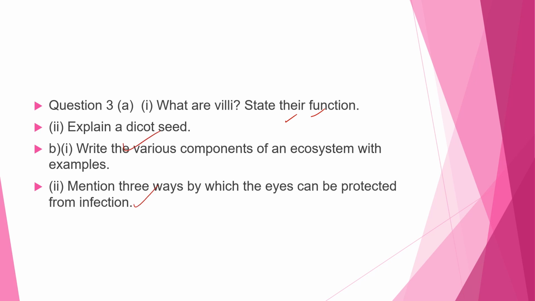Now next is mentioned three ways how the eyes can be protected. So this I discussed earlier. Now three ways how the eyes can be protected from infection. We can say that wash your eyes regularly with warm water, do not read in dim light, avoid watching too much television. So these are the things which cause your eye damage, and you should protect your eyes from this damage. Now let us move on to the next one.